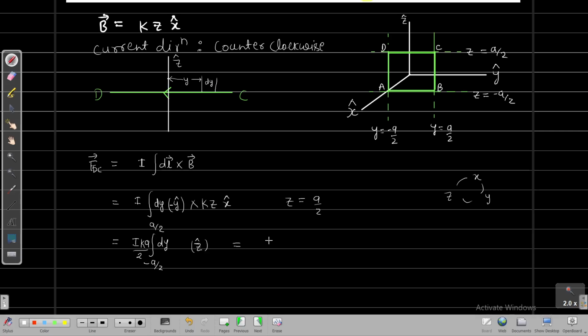So it will be I k a over 2 multiplied by a z cap. So F DC vector is equal to I k a square over 2 z cap. And if you want to find the direction of force on the CD wire, what will be the simpler method? You can use the right hand rule. Using the right hand rule, you can get the same.